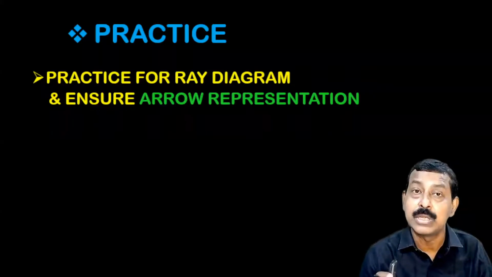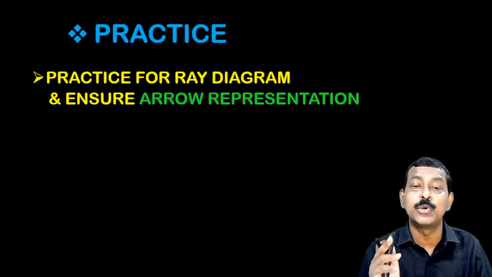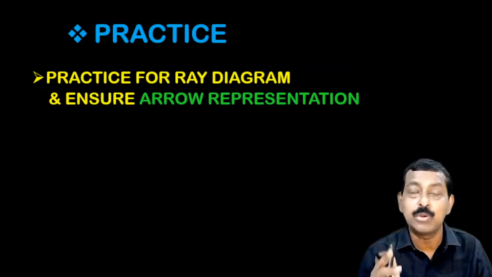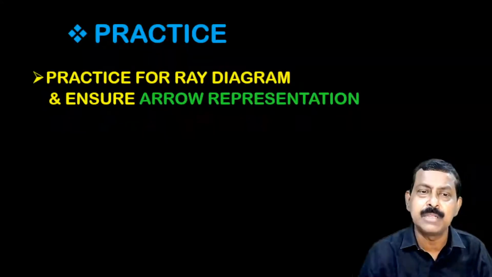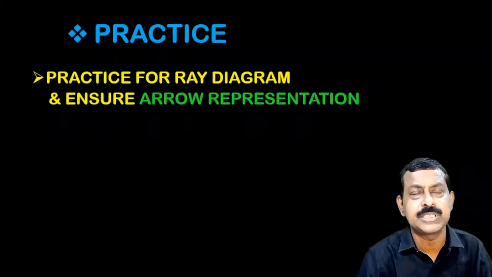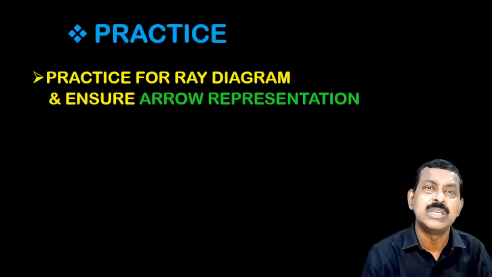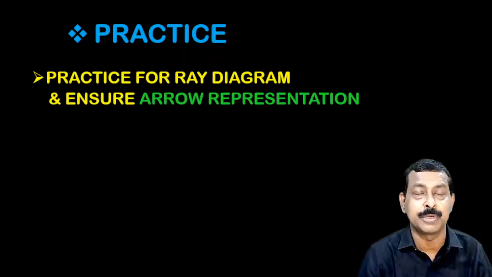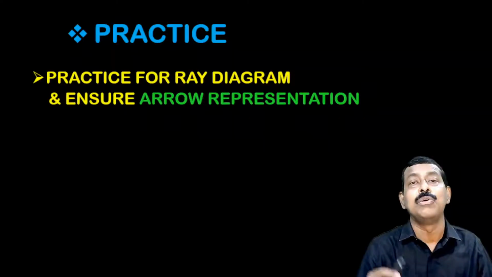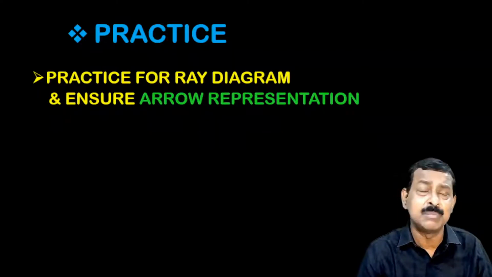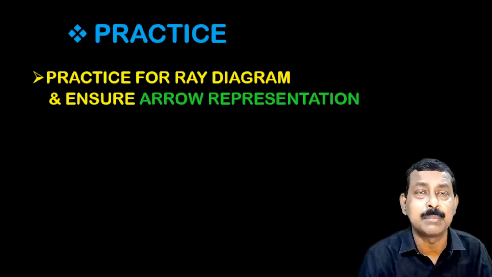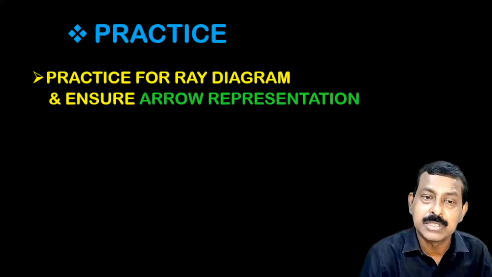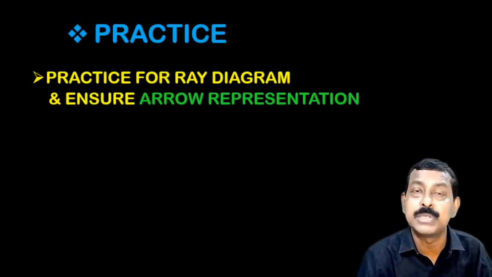And ensure that in the ray diagram, you have put the arrow. So arrow representation is there. You have not missed out that, because even if anyone has drawn the complete ray diagram but missed out the arrow, some marks are normally deducted for that. So ensure that you are not giving any chance for the examiner to deduct your marks. So just take care that you have drawn the ray diagram and represented the arrow properly.